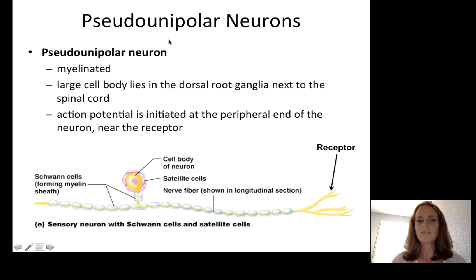Their information from those receptors, from the touch receptors, will be relayed through pseudo-unipolar neurons. These neurons are myelinated, and they have a very large cell body that is located in the dorsal root ganglion next to the spinal cord. Their action potential will be initiated at the peripheral end of the neuron, near the receptor over here. They will then send the action potential through and into the spinal cord.